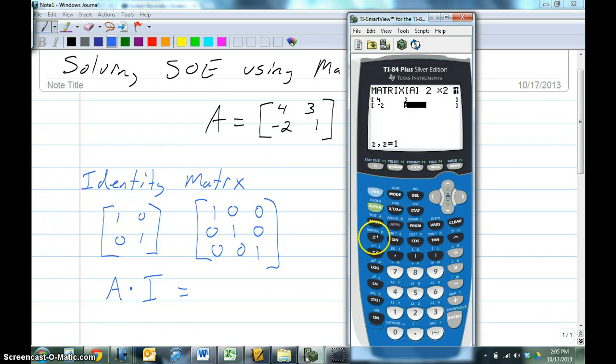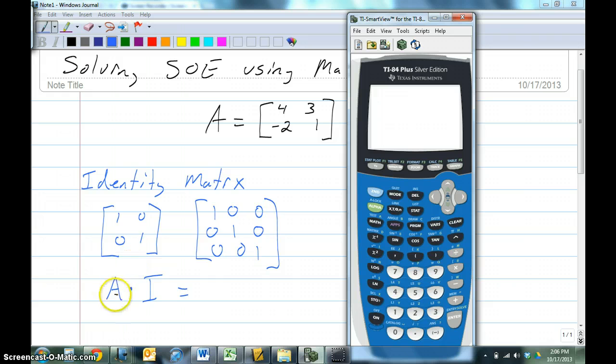All right. Now go back to matrix, and in matrix B, let's put in the identity matrix. So we're going to edit. Oops, my bad. I forgot. We're supposed to edit, then go down to matrix B. Matrix B is our 2 by 2 identity matrix. So 2, enter. We got 1, 0, 0, 1. All right. Now let's go back to our home screen.